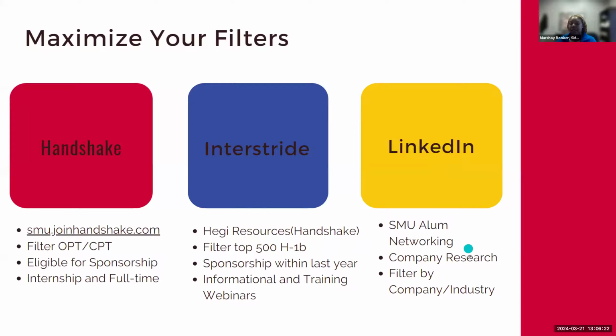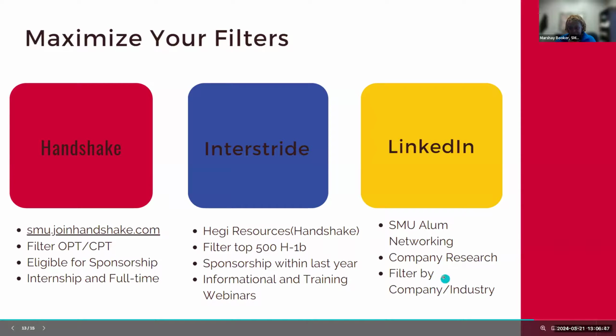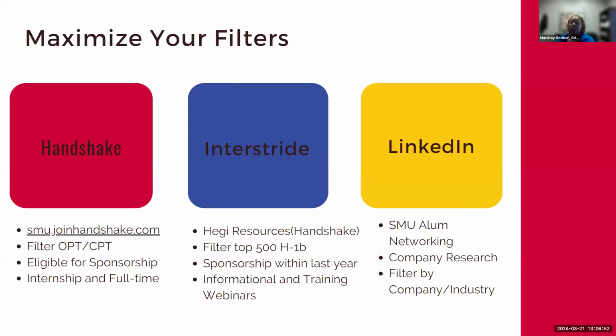And LinkedIn, SMU alum networking, and company research on LinkedIn. You can search a company and see if they're the type of company that fosters a good culture for international students. You can see how many international students have worked within this company. On LinkedIn, you can actually see alum that have worked for a company in the actual job posting. And you can filter by industry and company. And then on SMU's LinkedIn page, you can even search through alum that are working in the industries or getting the skill sets that you're interested in and contact them.